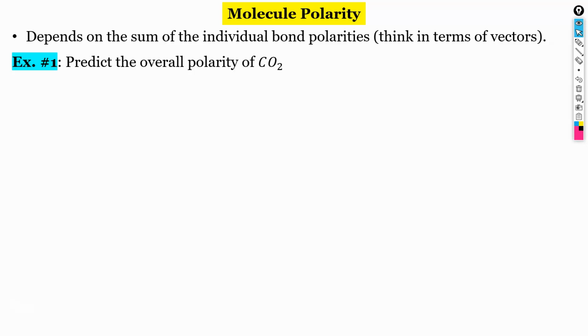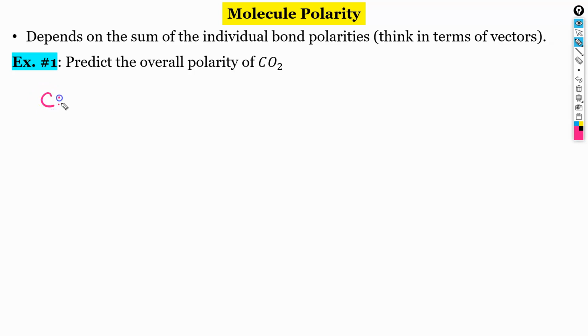If you think back to physics when we looked at forces, or maybe in math class when you worked on vectors, or maybe this is the first time you've ever heard the word vectors before, if that's the case, don't worry, I will get you where you need to be. In this first example, it says predict the overall polarity of CO2, which is carbon dioxide. First thing we're going to do is our Lewis structure and find our bond polarities.